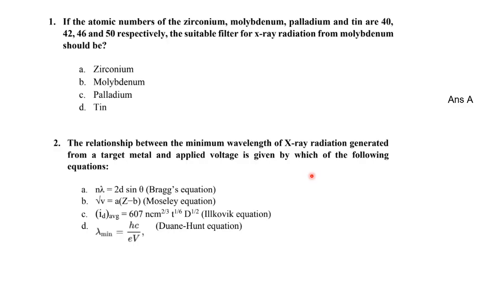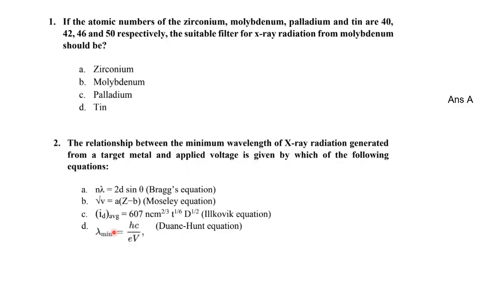Yeah. So basically, what the question is, anybody willing to answer? I'm afraid they are asking the relation between the minimum wavelength of X-ray radiation generated from a target metal and the applied voltage. So wavelength and voltage both should come in the equation. Can anyone guess from all four options?